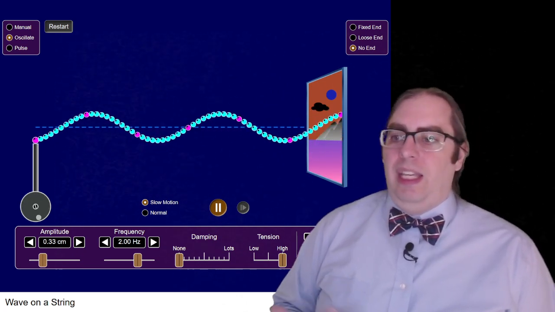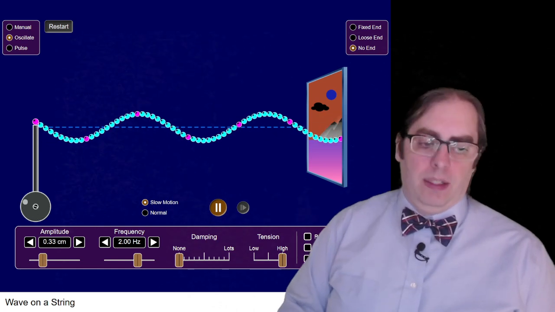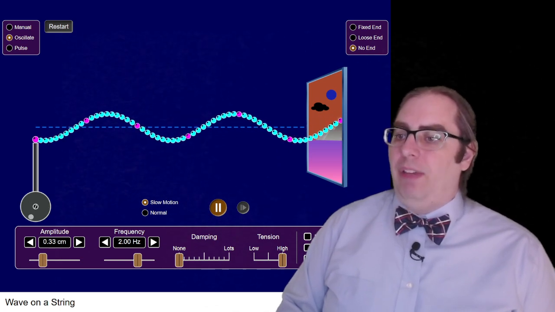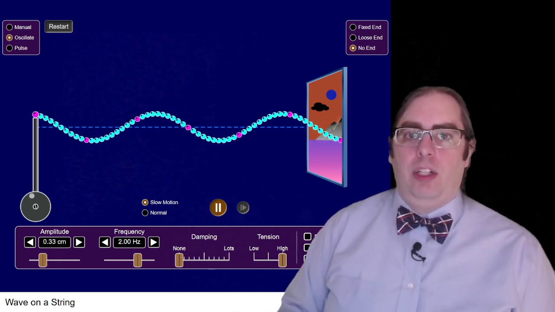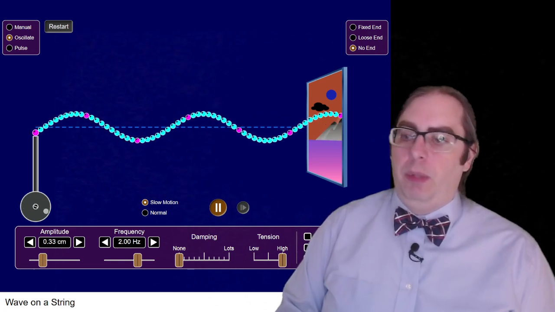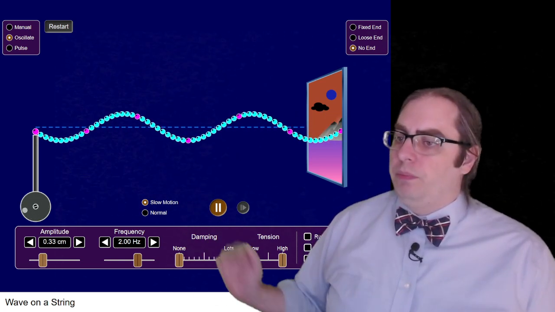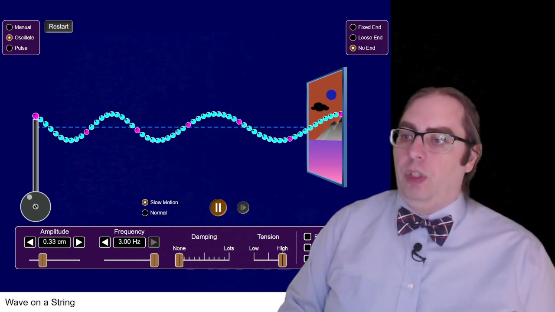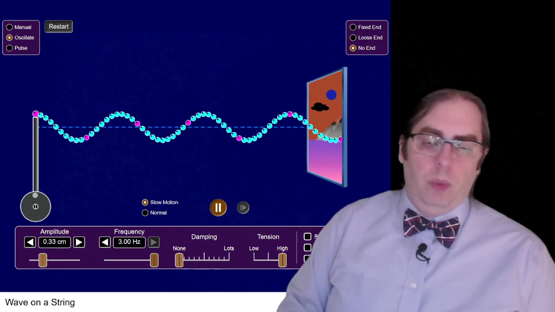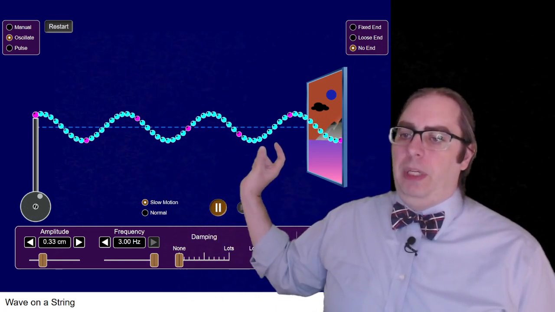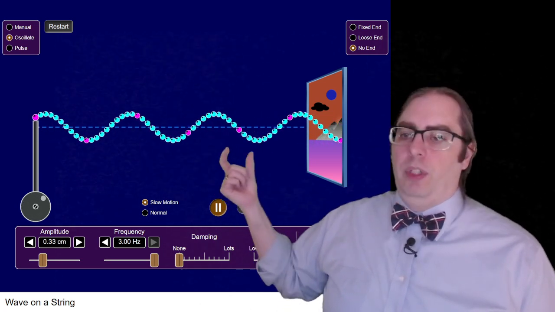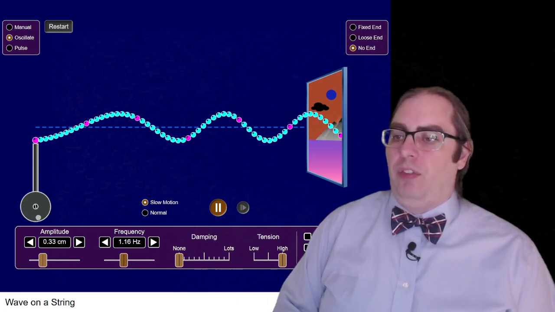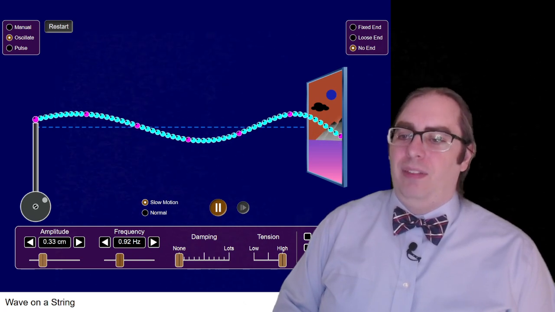The frequency is how fast the wave is propagating. The frequency of a wave like this is very closely tied to the period of a simple harmonic oscillator. Currently my frequency is at 2 Hertz. If I crank up the frequency, it's going to cause the wave to move a lot faster, which causes the individual waves themselves to appear a lot closer together. That is really awkward to gesture to, sorry about that. And then if I drop down the frequency, it causes the waves to spread out and slow down a little bit.